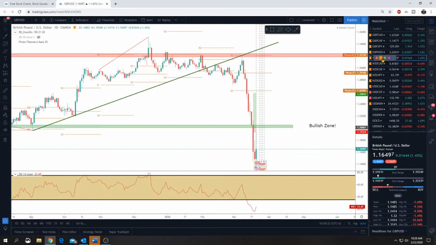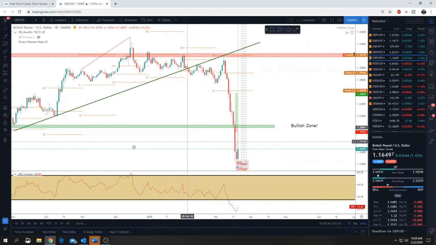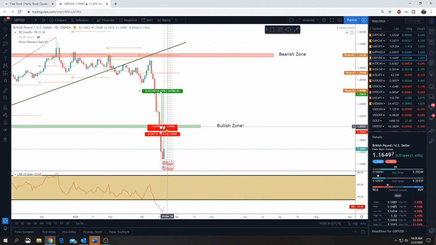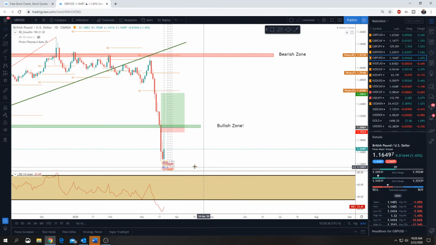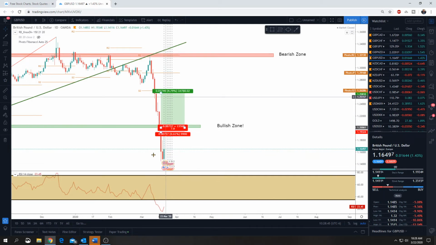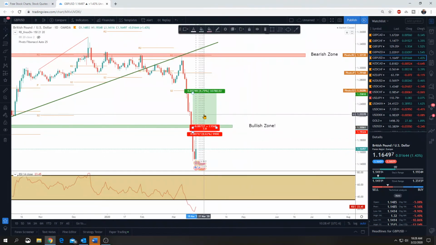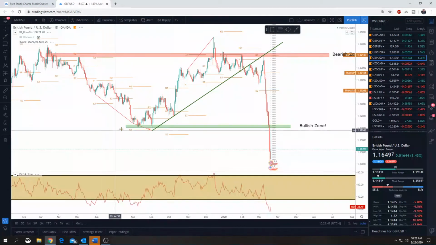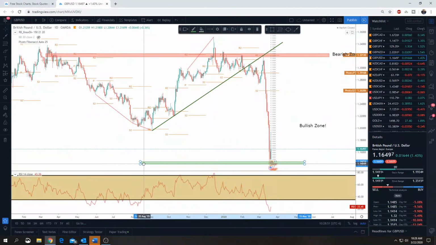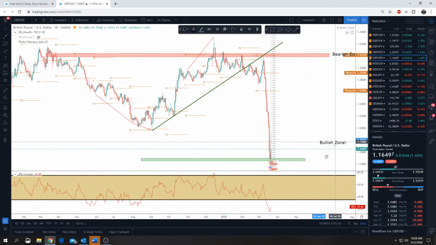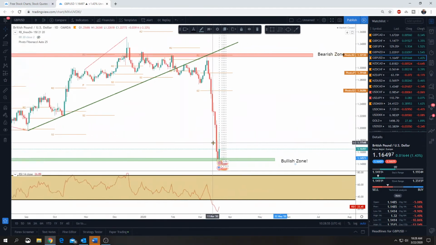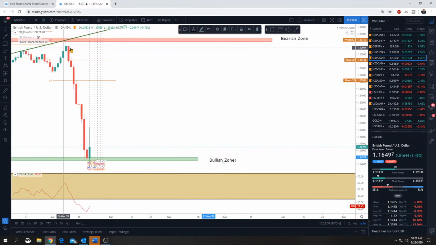British pound, US dollar. So we picked this area right here. You can see last week as an area of support, and we were going to trade. And look, bad trade. But now we've identified a new area of support. But look at that deep, hard drop.